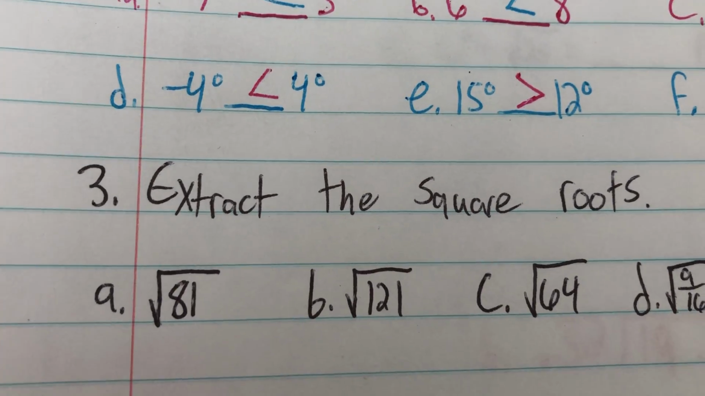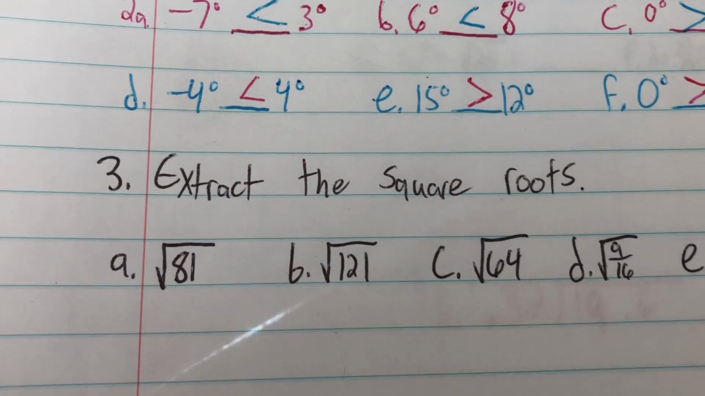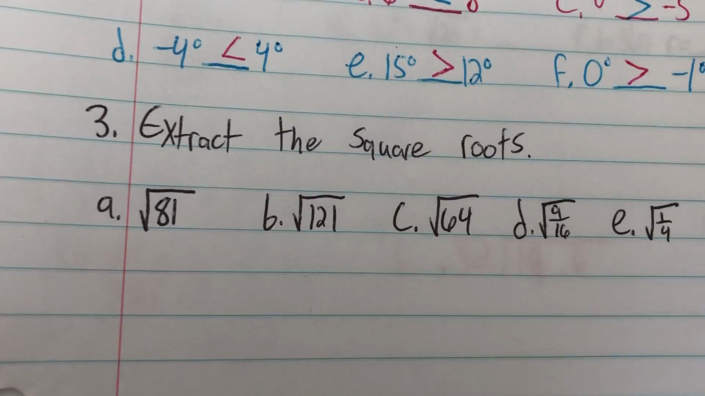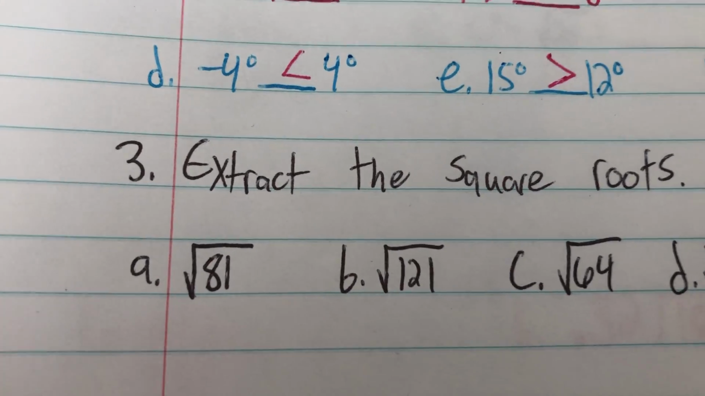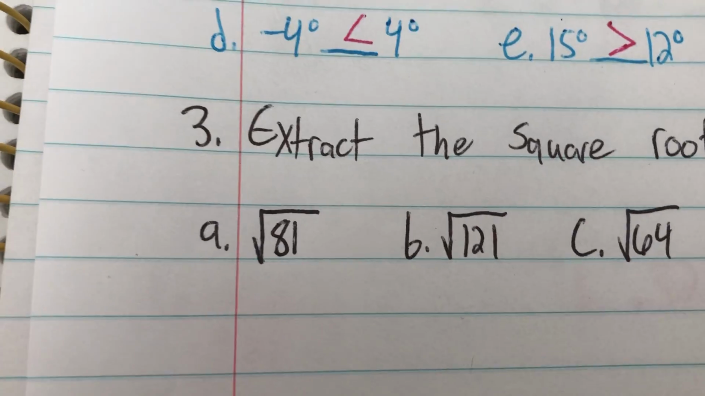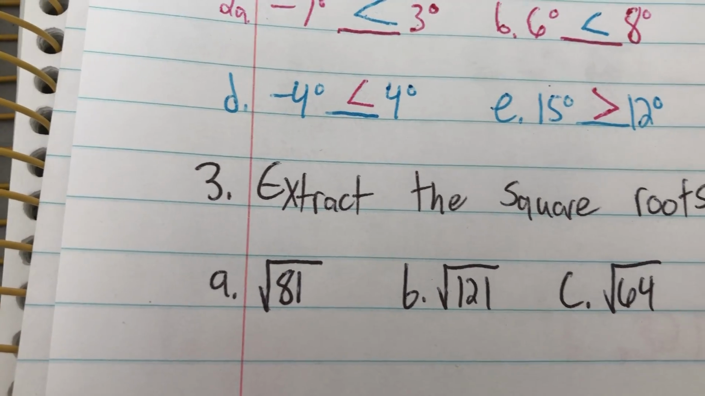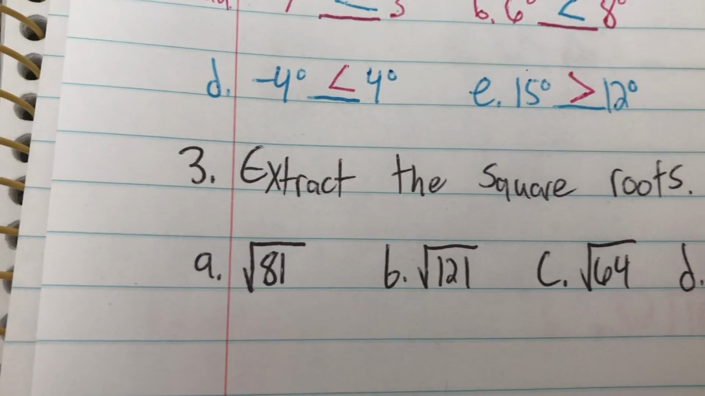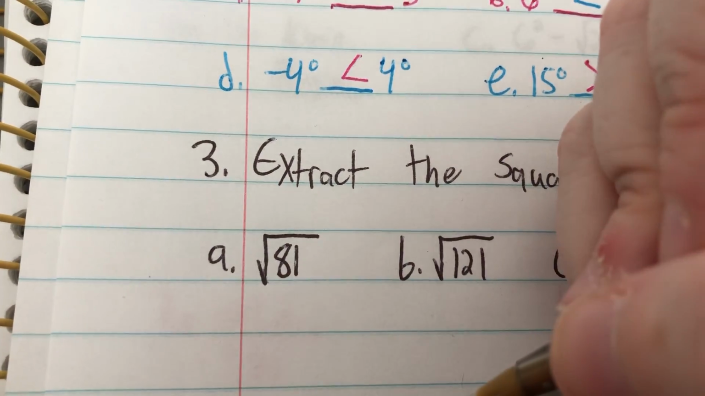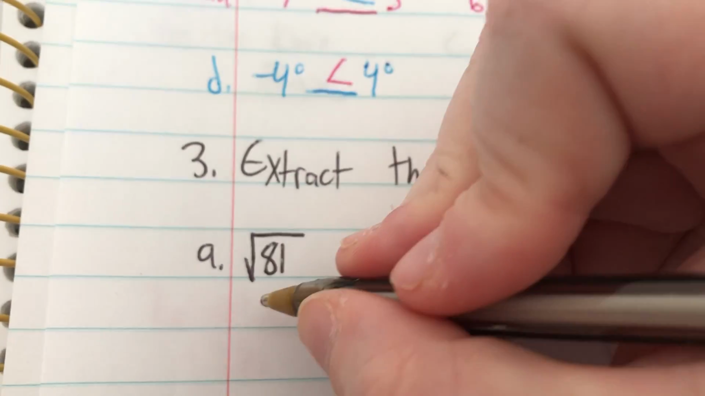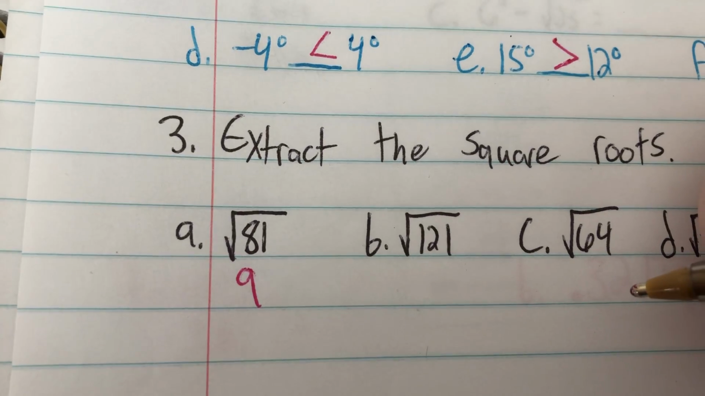Okay, then it wants us to extract the square roots, which is what we did yesterday. The easiest way for me to figure out what the square root of something is to think, what number times itself equals that number? Because it's two numbers that are the same if you multiply them. Well, what times itself equals 81? This is one of those that we should have memorized. 9 times 9 is 81, so the square root of 81 is 9.